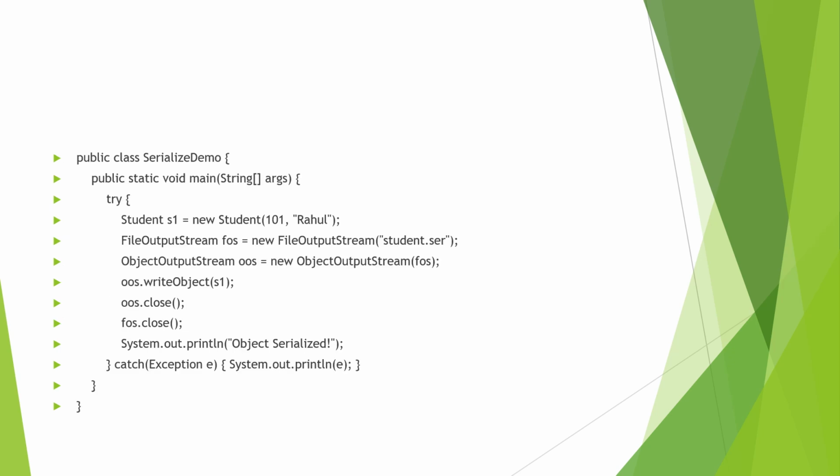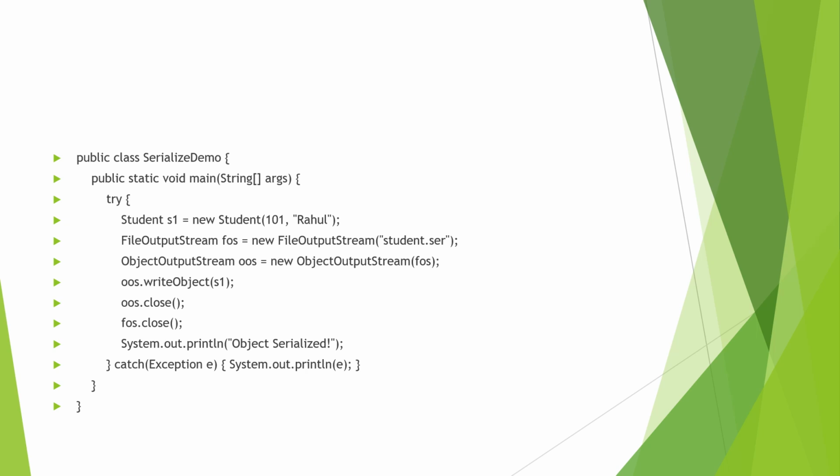After the declaration, we are using another class, SerializeDemo. Under that class, we first pass the main function. Within the main function, a try block is started, where the variable student, denoted as s1, creates a new Student object, passing two values: 101, the id of the student, and the name of the student, which is Rahul. After that, we are using FileOutputStream and storing it in the variable fos, which creates a new object.